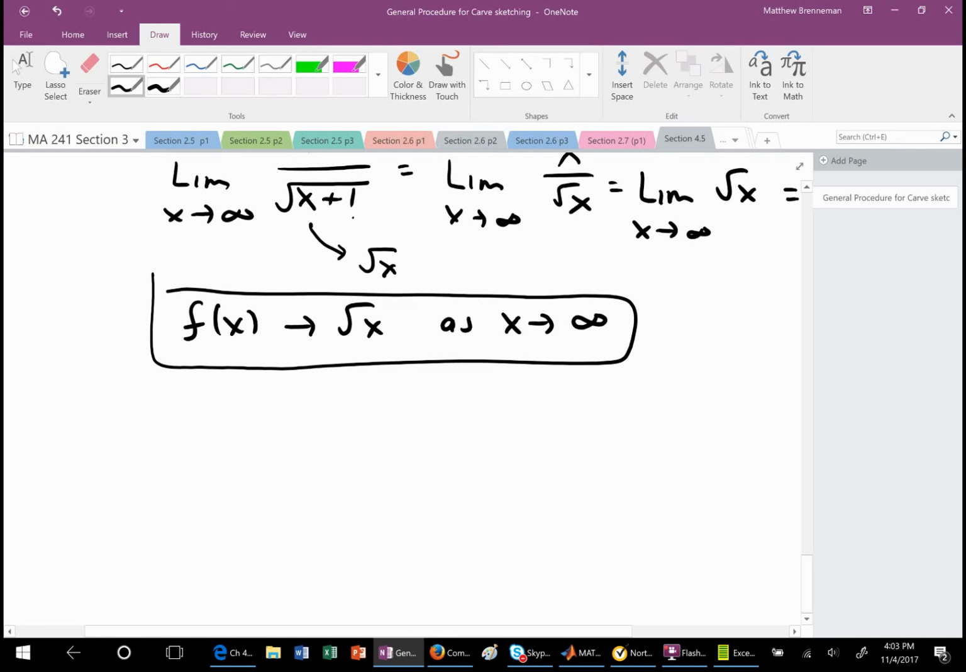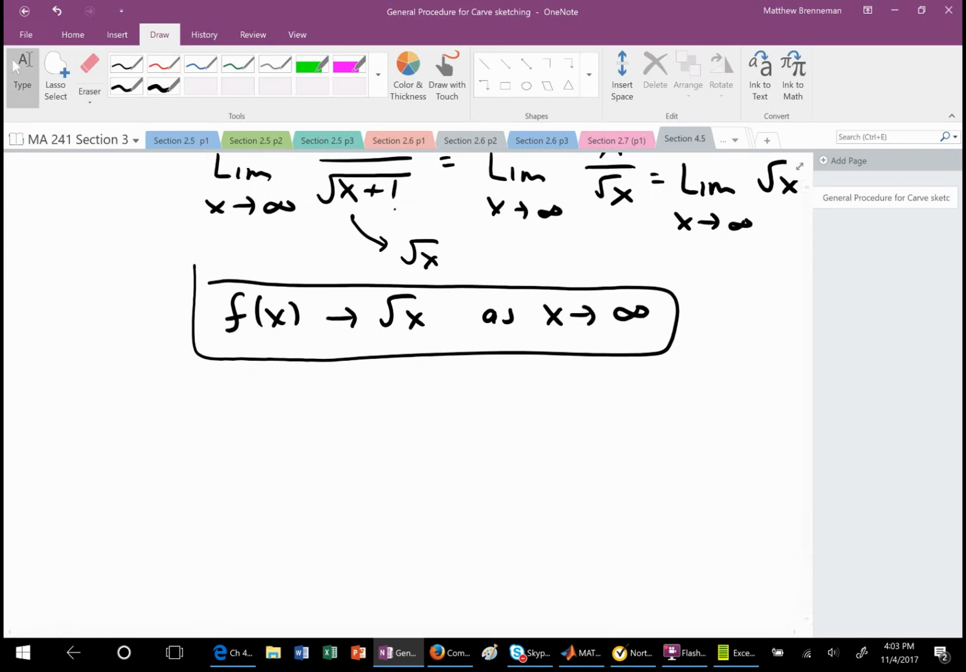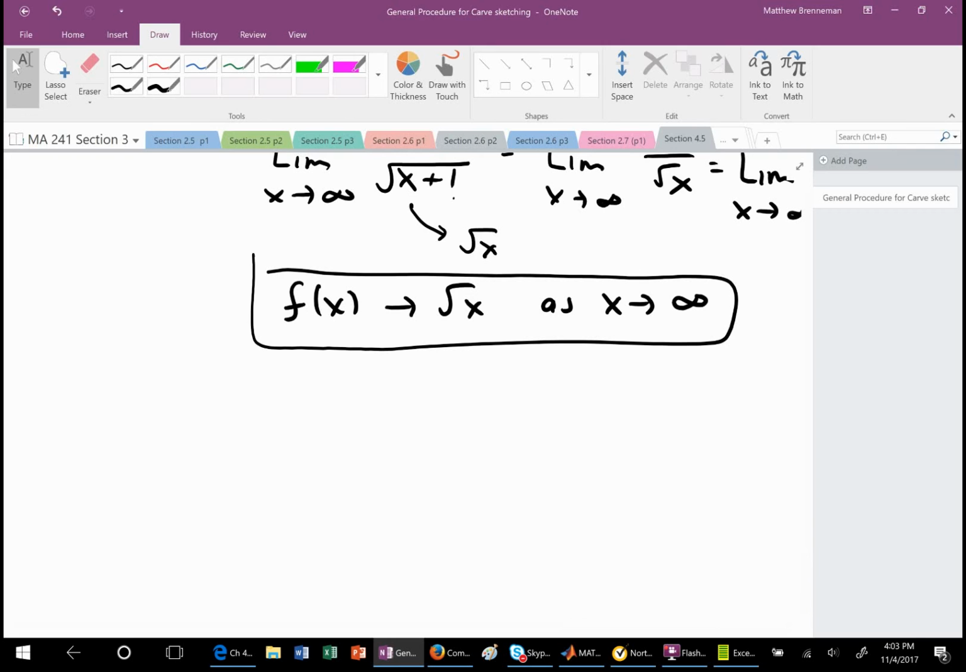Why might I want to know that? Because I can sketch out the square root of x, and I know that function has to converge to that, okay? All right. That part looks good. So now let's go ahead and figure out the critical numbers, okay? So this is the calculus part, right?